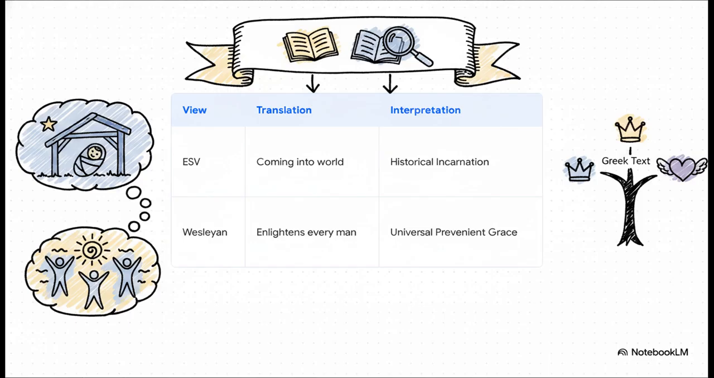Some scholars, like Dr. Peterson, translate it as "the true light was coming into the world," which makes it a literal, historical statement about the Incarnation. But others, like those in the Wesleyan tradition, translate it as "the light enlightens every man as he's coming into the world." They see this as universal, prevenient grace, meaning God's grace gets there first, giving all of humanity the ability to believe. It is wild how one sentence structure can shape such massive theological views.